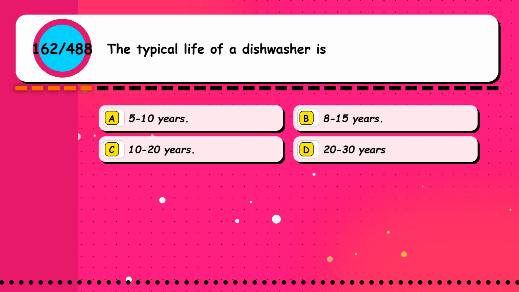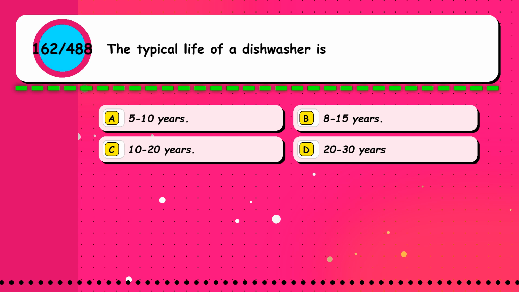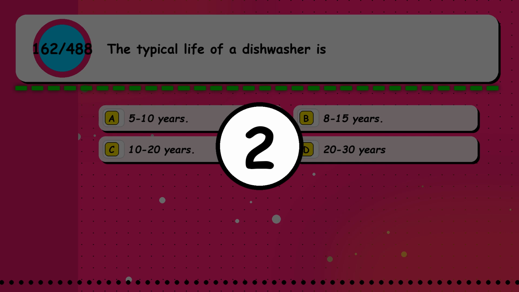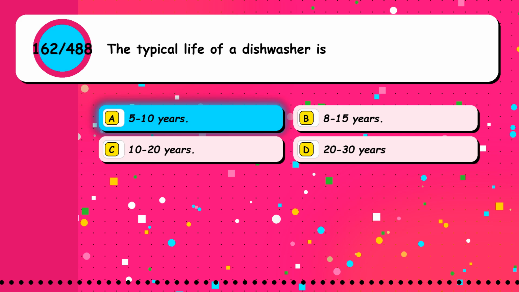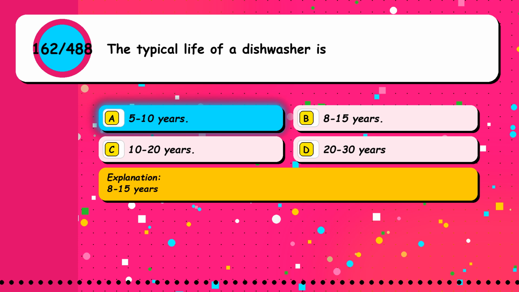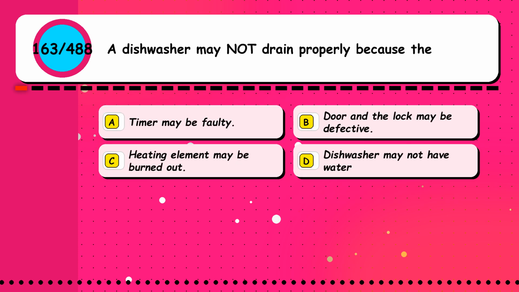The typical life of a dishwasher is: option A, 5 to 10 years. Option B, 8 to 15 years. Option C, 10 to 20 years. Option D, 20 to 30 years. The correct answer is option A, 5 to 10 years. Question 163.